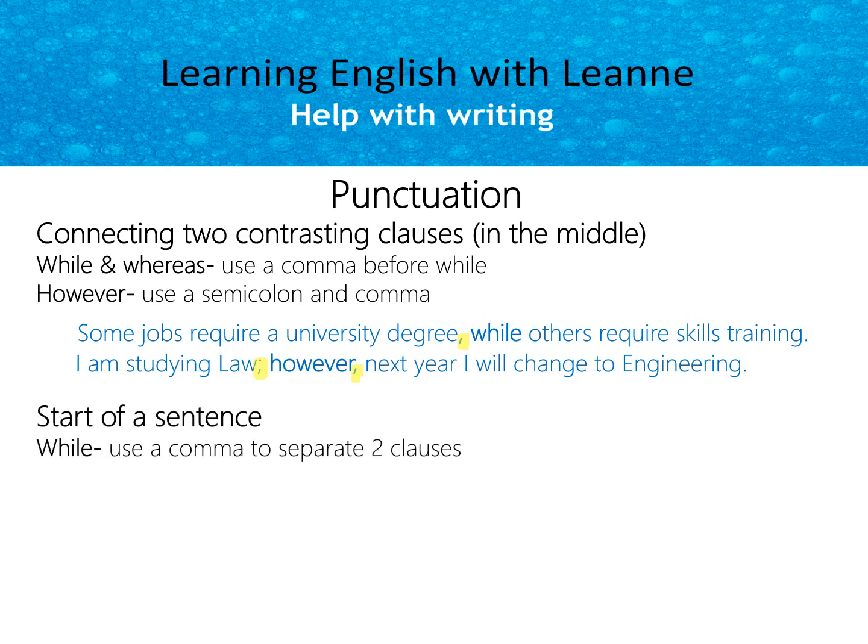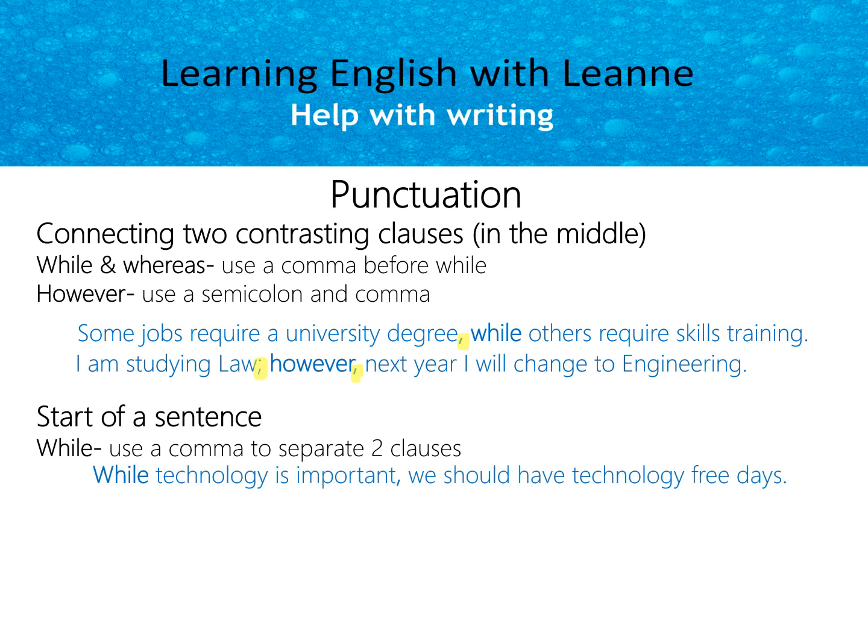When we use them at the start of the sentence, things are a little bit different. So here's an example with while. We're still using it to separate our two clauses. So we're starting with while, but our comma comes between the two contrasting ideas. Technology is important. Contrasting idea, we should have technology-free days.